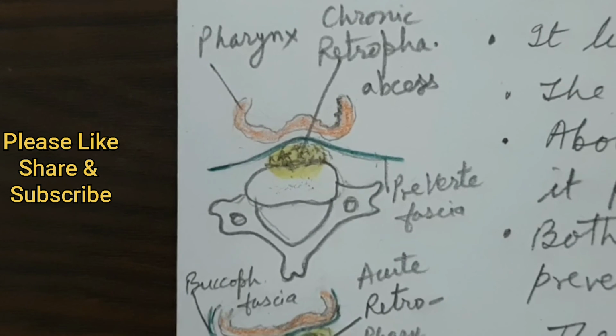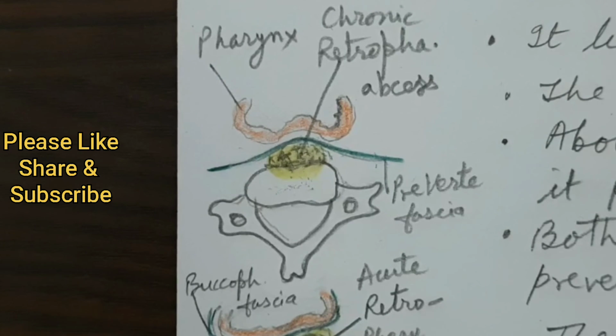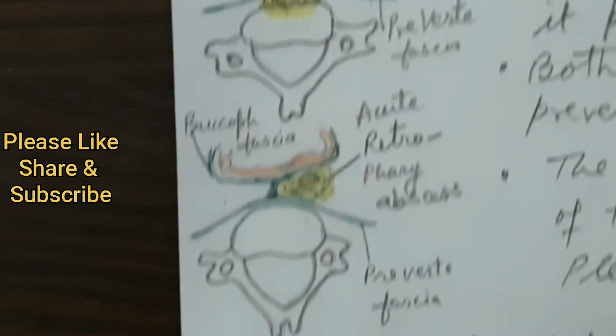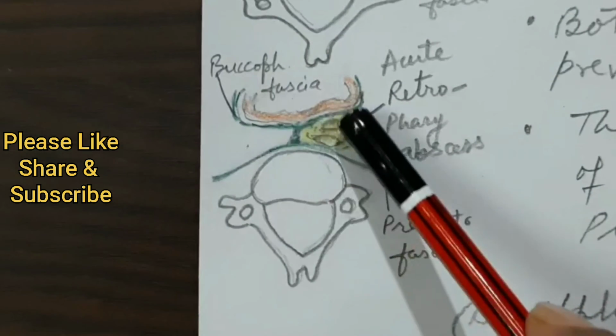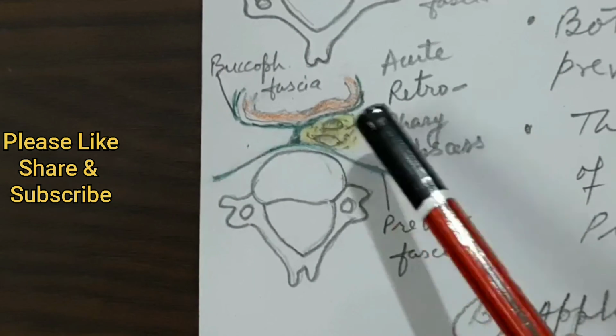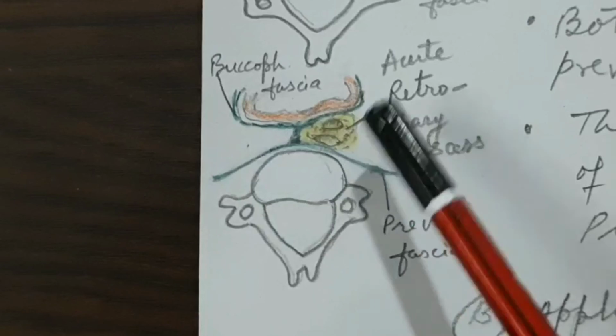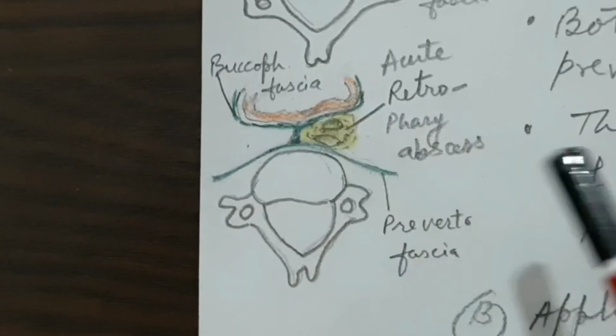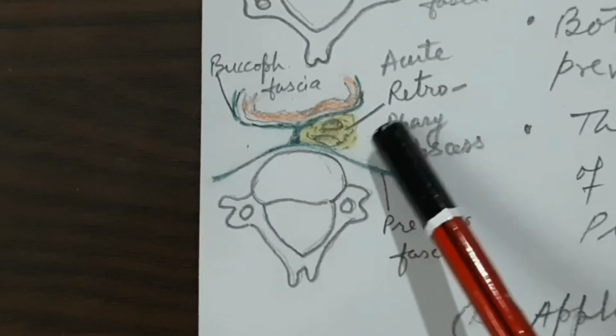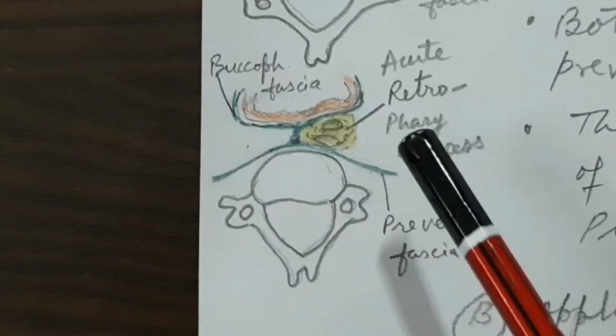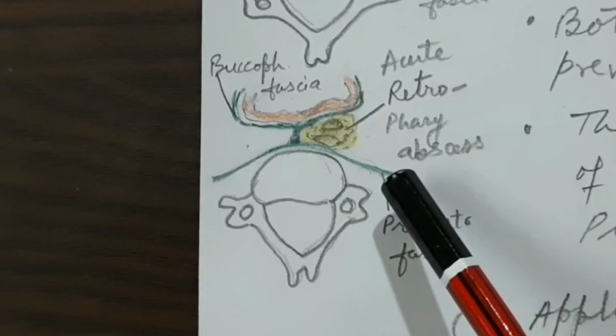And this kind of infection or formation of abscess, which is quite acute, in front of the prevertebral fascia, is called acute retropharyngeal abscess. And sometimes this acute retropharyngeal abscess is on one side due to the fusion of the buccopharyngeal and the prevertebral fascia.